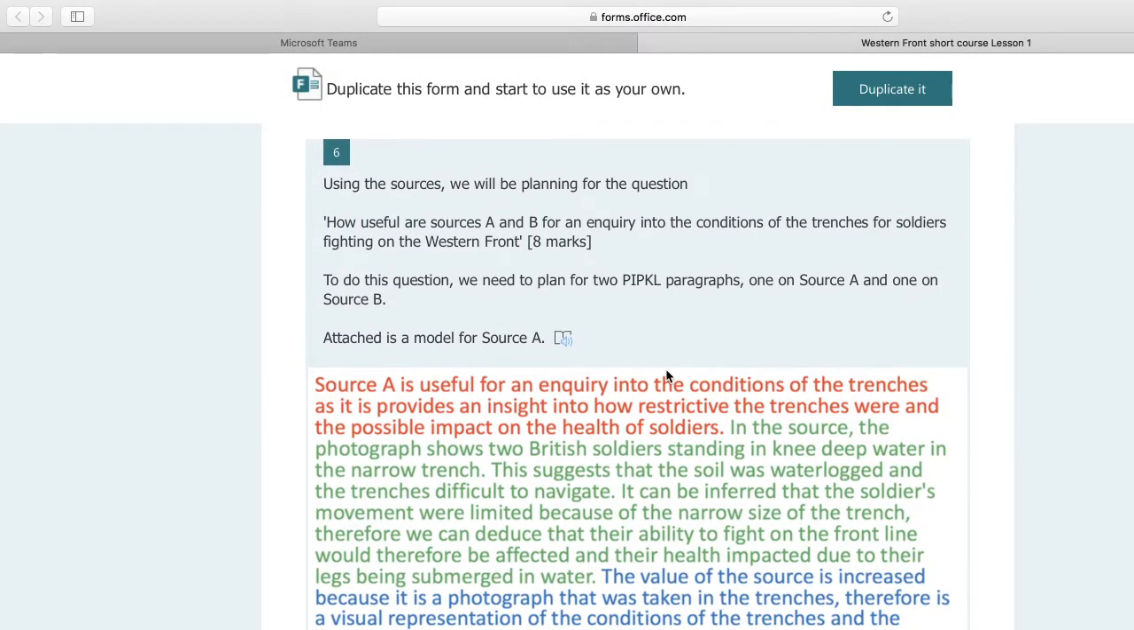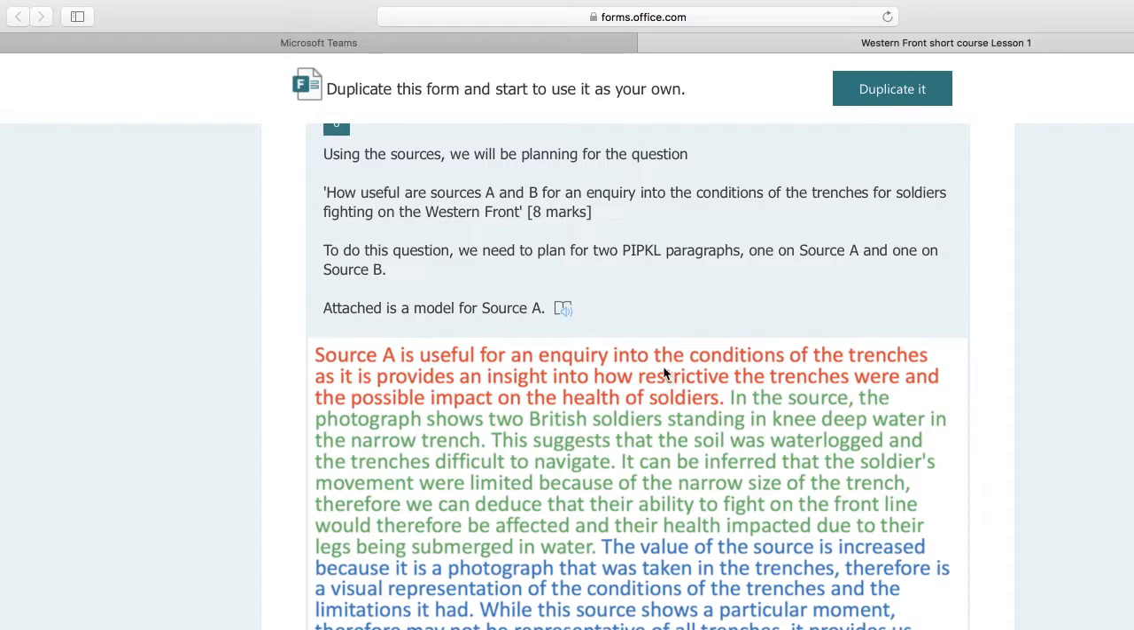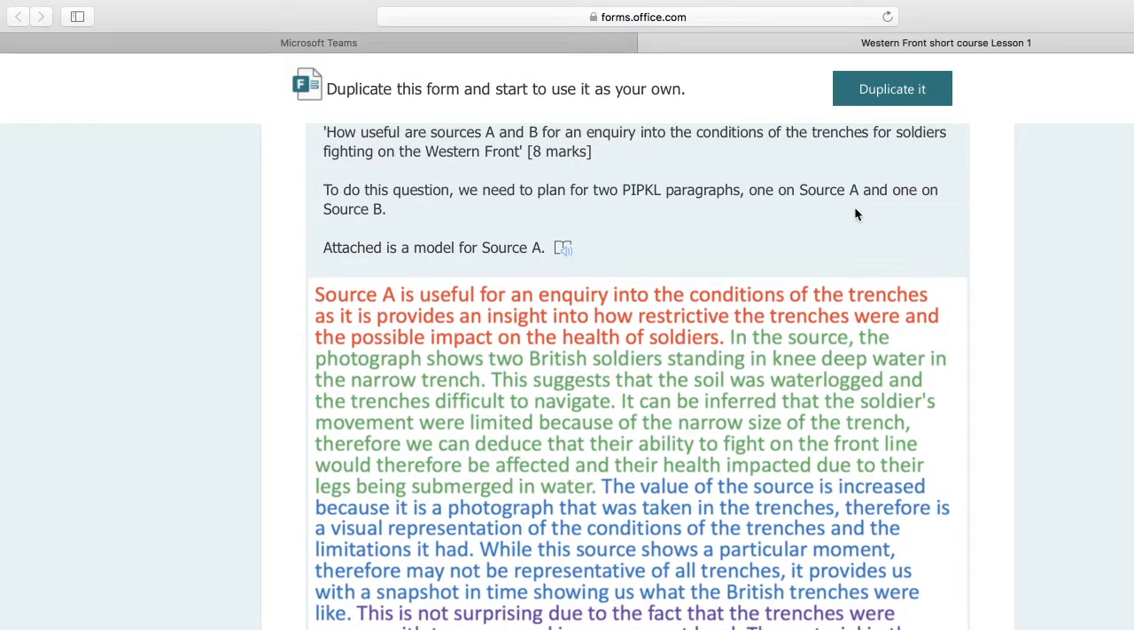And the last thing that we're going to do is one question in which you are going to write a paragraph. Now over here, you have a model paragraph. The question you are answering is, how useful are sources A and B for an inquiry into the conditions of the trenches for soldiers fighting on the Western Front? Source A is done for you. You have to do source B.